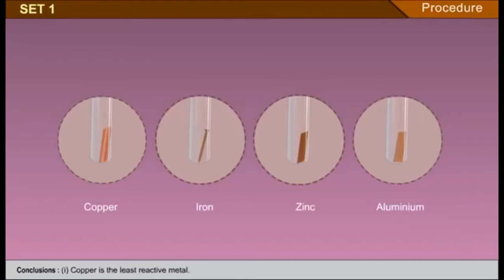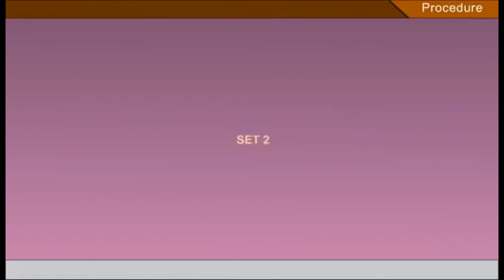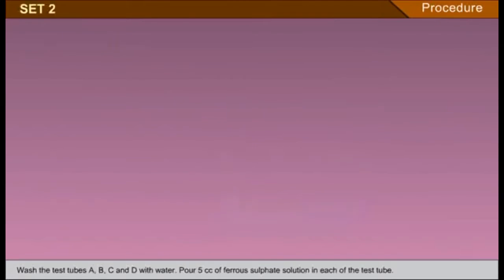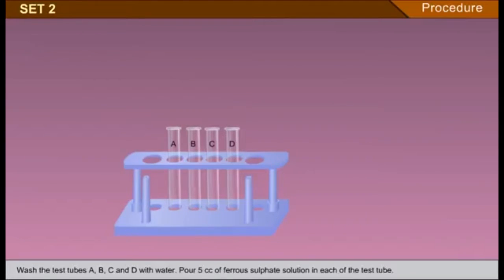Conclusions. 1. Copper is the least reactive metal. 2. Iron, zinc and aluminium are more reactive than copper. Set 2. Wash the test tubes A, B, C and D with water. Pour 5 cc of ferrous sulfate solution in each of the test tubes.